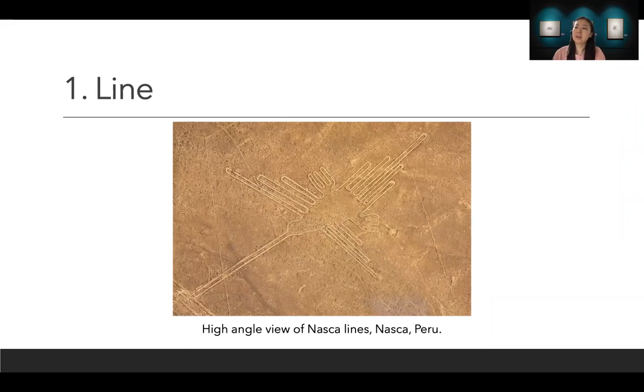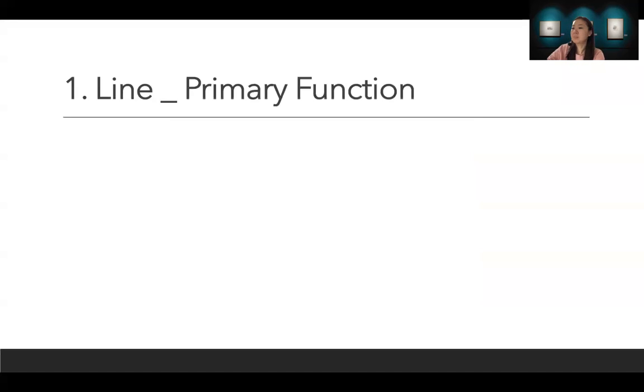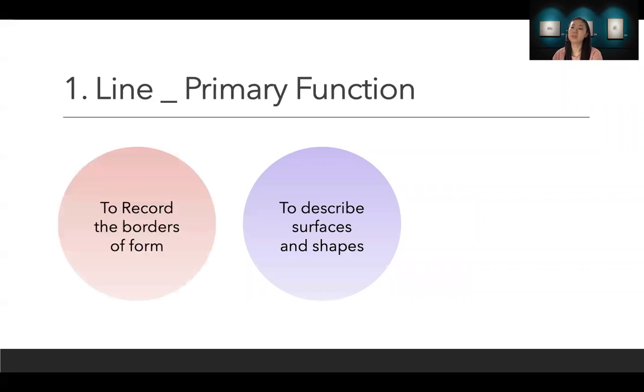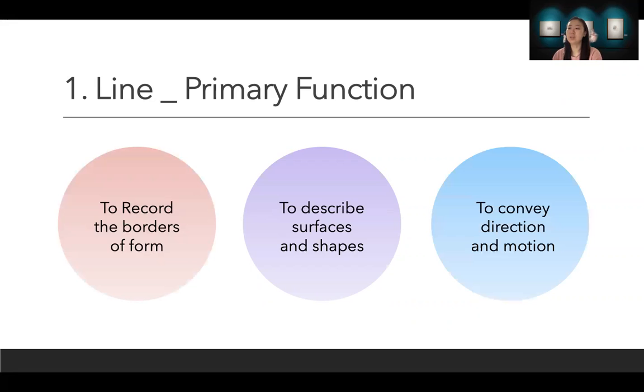A line is a path traced by a moving point. And there are 3 primary functions of a line in art. The first function is to record the border of form, the second function is to describe surfaces and shapes, and the third function is to convey direction and motion. So let's see how it works.